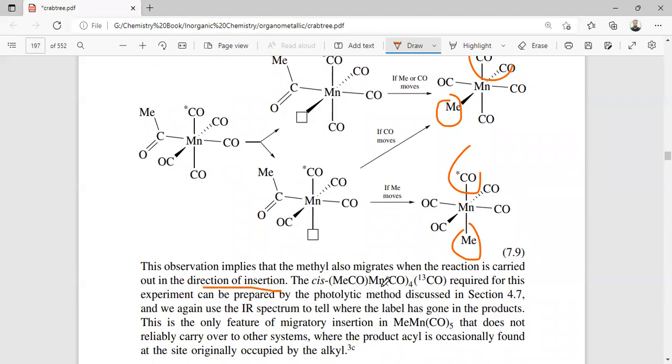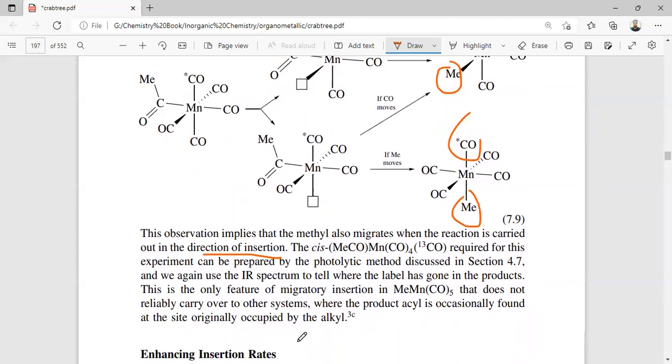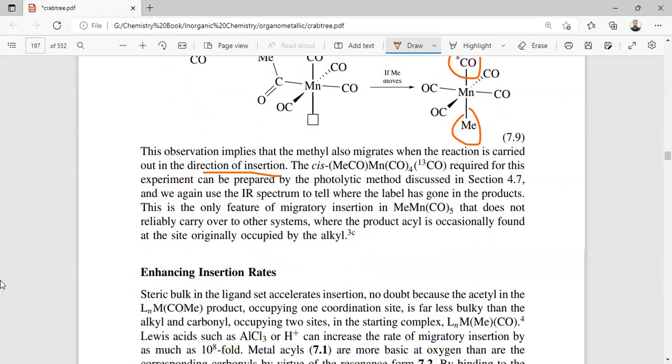The cis MeMn(CO)5 complex required for this experiment can be prepared by the photolytic method. And we again use the label to tell where the CO has gone in the product. So this is only a feature of migratory insertion of MnMe(CO)5 that does not reliably carry over to other systems, where the product acyl is occasionally found at the site originally occupied by the alkyl. So next we will discuss changing the insertion rate.